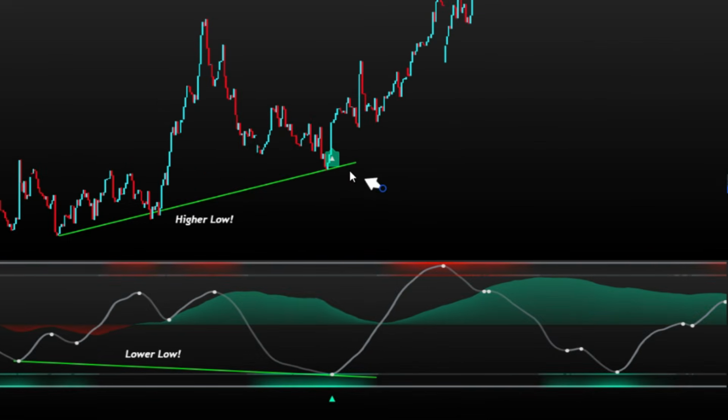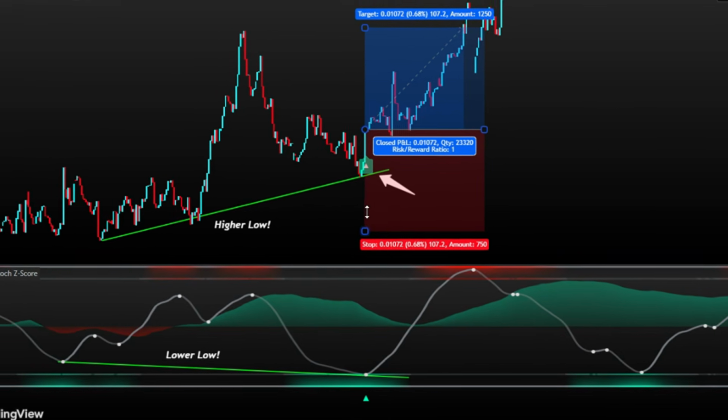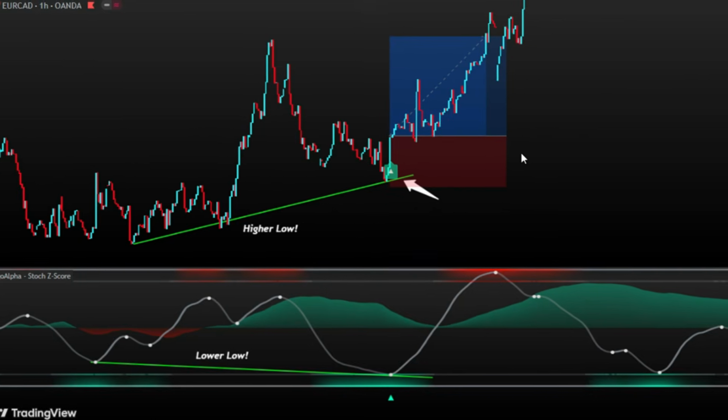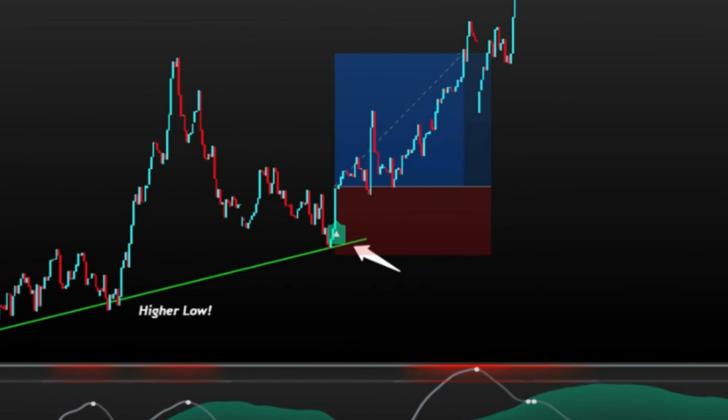So right here, we've got a green arrow. That is our long signal, and it basically confirms the divergence we just talked about. We can open a trade right at the exact reversal candle and ride that new bullish move from the very beginning.